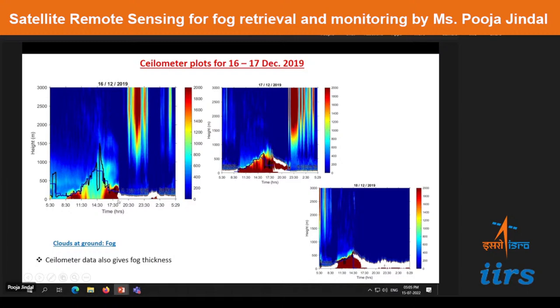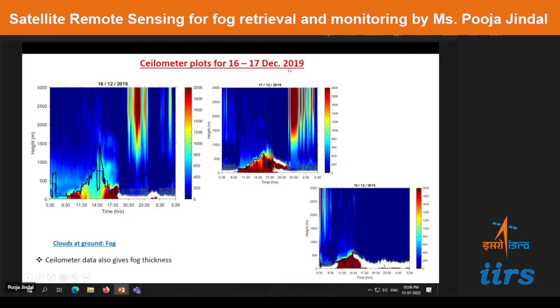But around 6 p.m., 7 p.m. (this is 5:30, 6:30, around 7 p.m.), if you see the backscattering is white, it means a very high backscattering at the surface itself. This corresponds to the cloud present at the surface itself, and the cloud at the surface is nothing but fog. This data is at Dehradun only. So this further confirms the presence of fog from about 6 p.m. on 16 December. This fog persisted the whole night, till 5:30 a.m. the next day.